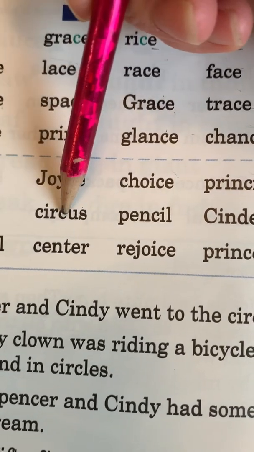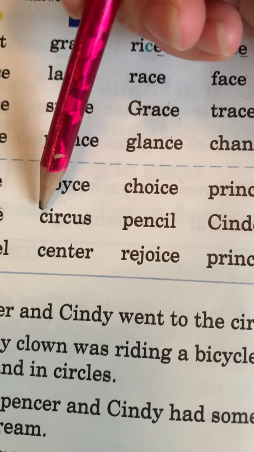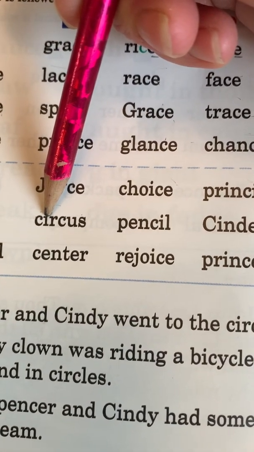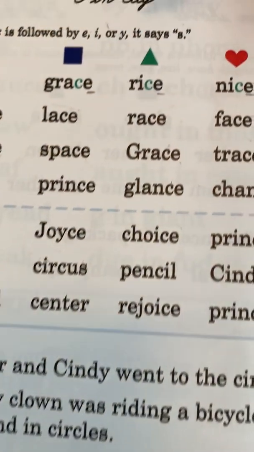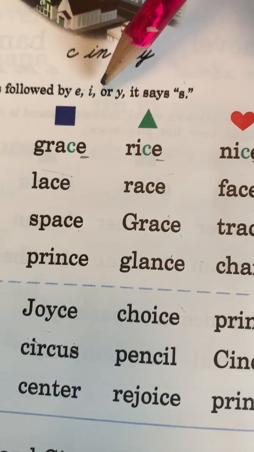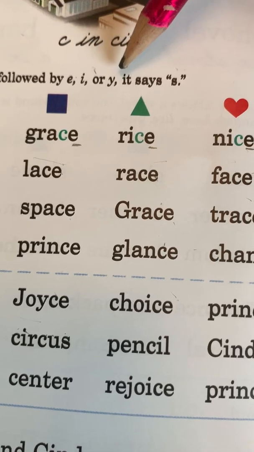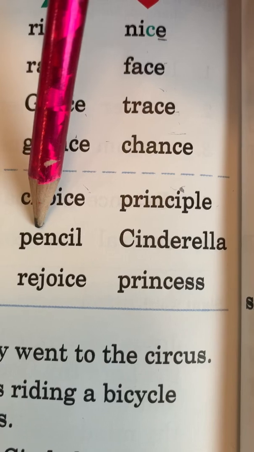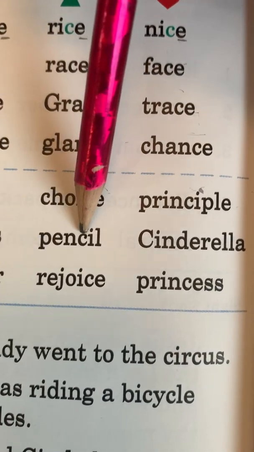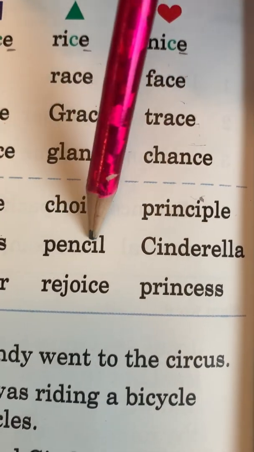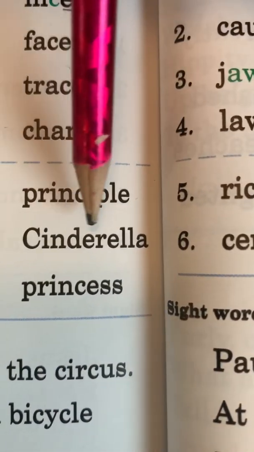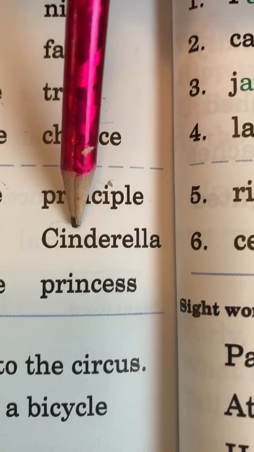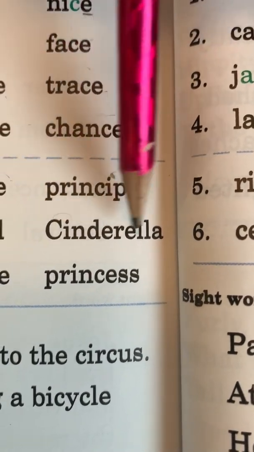All right, let's look at this one. Circus. That does the same thing. It's got two C's with two different C sounds. Soft C, hard C. Soft C is followed by an I. The hard C is followed by a U. Our rule says if it's followed by an I, it'll say S, but it doesn't say anything about U. So, circus. Pencil. Pencil. This C is followed by an I, and so it's a soft C. Cinderella. It even works with names. If C is followed by an I, it will be a soft C. Cinderella.